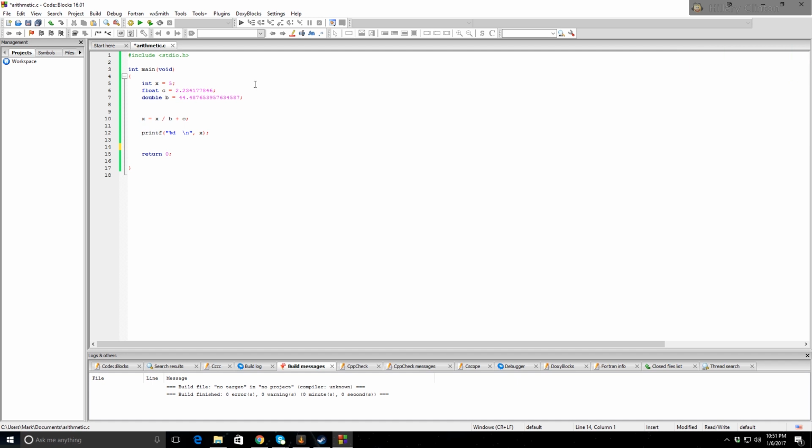So let's take a short look at how arithmetic works in C. First of all, you have your different variable types. Integer is just an integer, no decimals. Float has up to 9, double has up to 15.